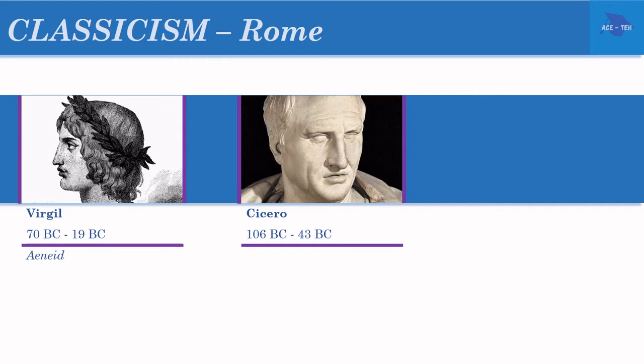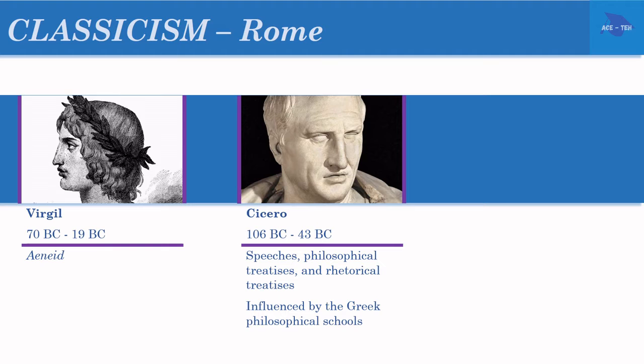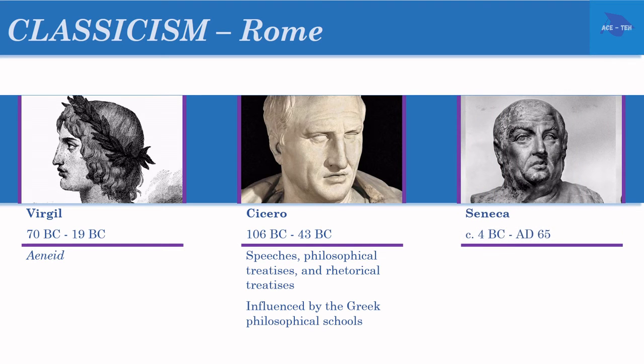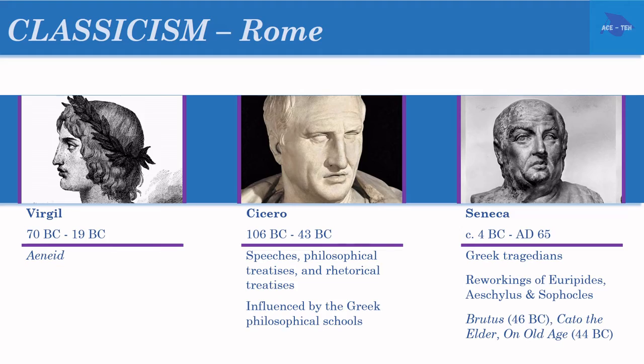Virgil's Aeneid is a representative work of classicism. Cicero was a prolific author of speeches, philosophical treatises, and rhetorical treatises, and was influenced by the Greek philosophical schools. Another important Roman classical writer is Seneca. Seneca imitated Greek tragedians. His plays were chiefly reworkings of Euripides' dramas and also of works of Aeschylus and Sophocles. His many famous works include Brutus, Cato the Elder, On Old Age.